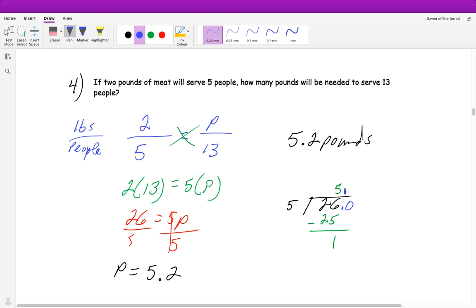Since I added my decimal there, I need to add my decimal here. I'll bring down the 0. And how many times does 5 go into 2? Well, it goes into 10. It goes into 10 2 times. And when we subtract, we're at a remainder of 0.